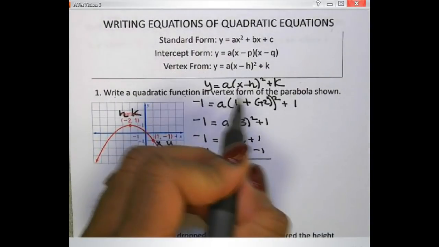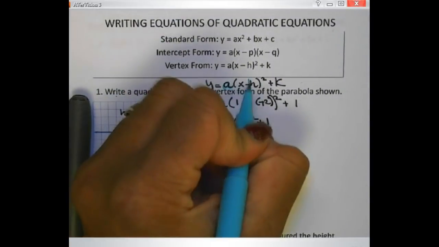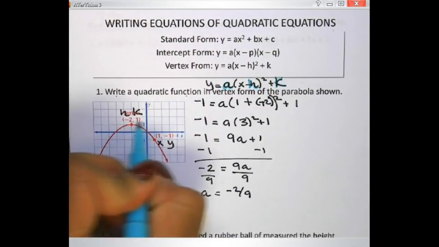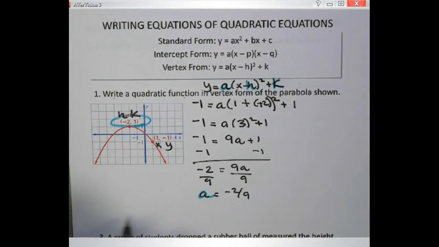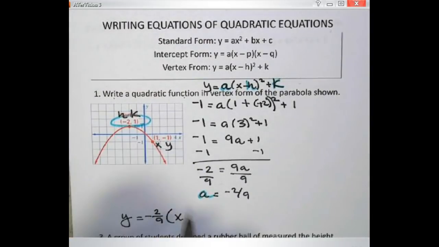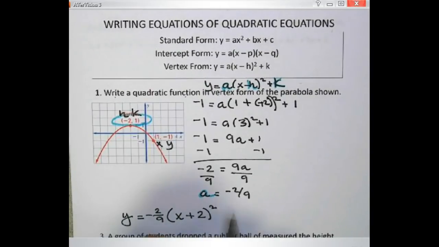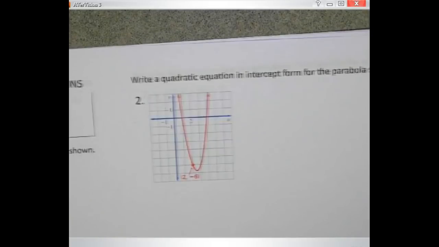Now I'm going to go back to this equation and plug in my a, my h, and my k. So here's my h and k, and now here's my a. So y is equal to -2/9 times the quantity (x minus -2, so plus 2) squared, and then plus k, so plus 1. Remembering when I'm dealing with the h, I pretty much just switch the sign and then I'm all good. That is now in vertex form. Let's try another one. Number 2.